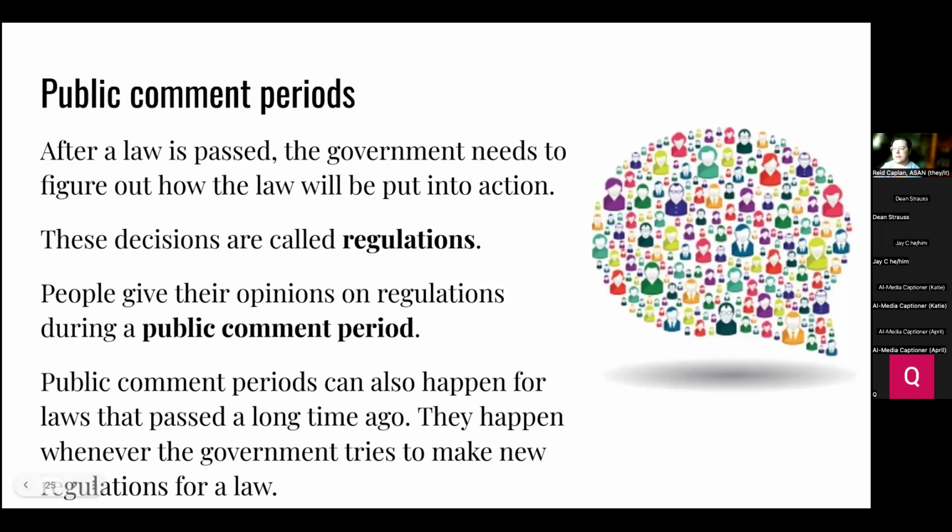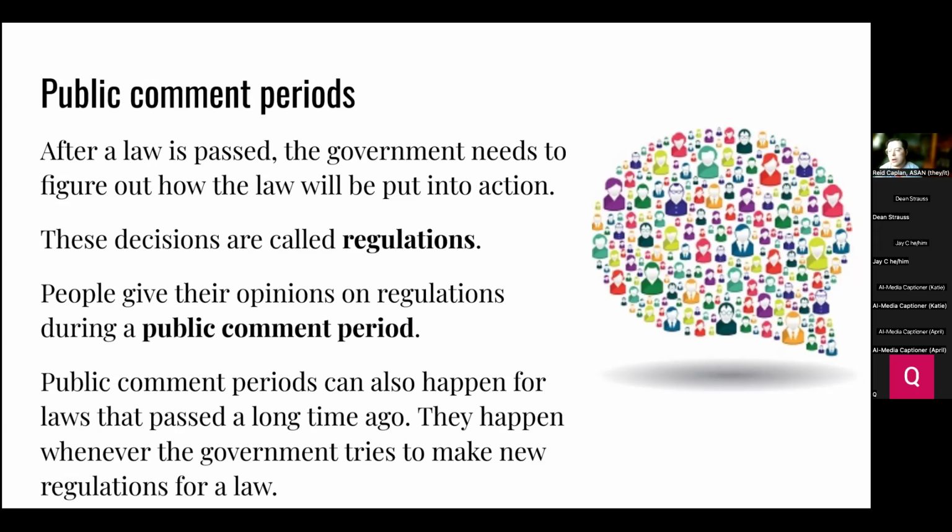And then the last thing that we're going to talk about today is public comment periods. And so this is what relates to after a law gets passed. So after a law is passed, the government needs to figure out how the law will be put into action. And so these decisions are called regulations, or you might hear them called rules as well. And so people give their opinions on regulations during public comment periods.